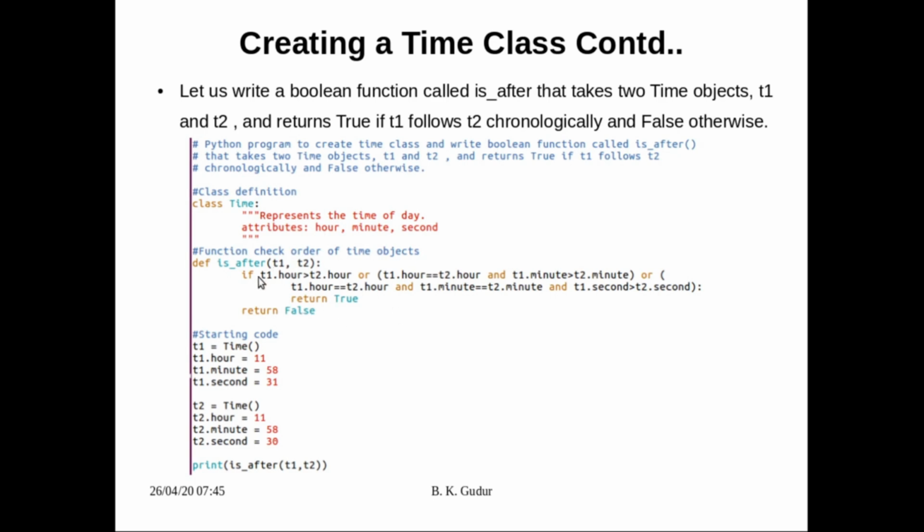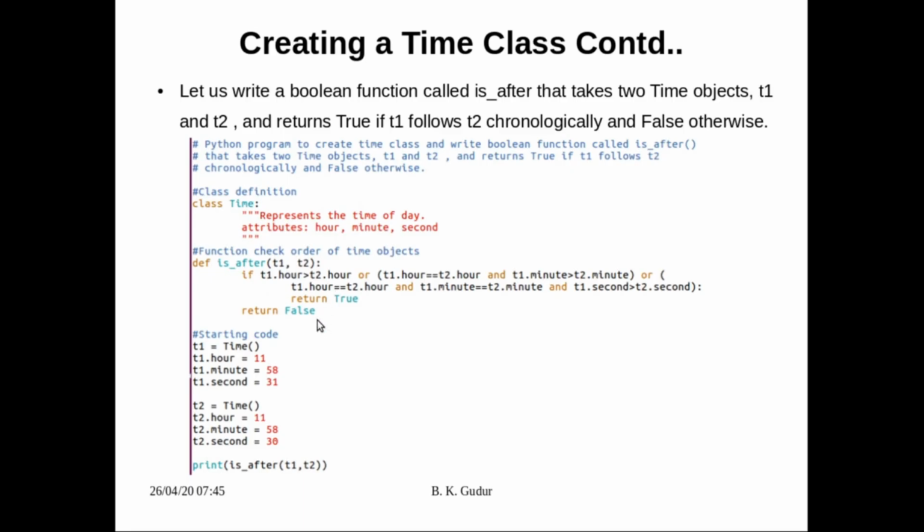Okay, so this is the function is_after, and here, in the starting code, we have initialized T1 to 11 hours 58 minutes 31 seconds, and T2 to 11 hours 58 minutes and 30 seconds. Obviously T1 will follow T2. When I print is_after(T1, T2), it should print true because T1 follows T2. And remember, this function is going to take two time objects, T1 and T2. T1 and T2 here are arguments, whereas T1 and T2 there are parameters, and it is going to return a boolean value, either true or false.